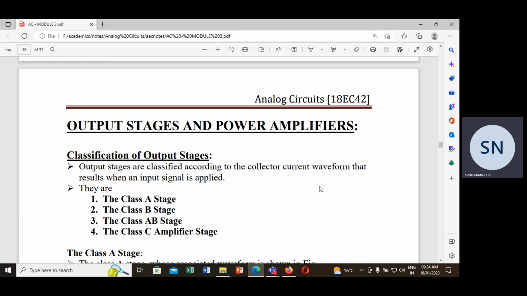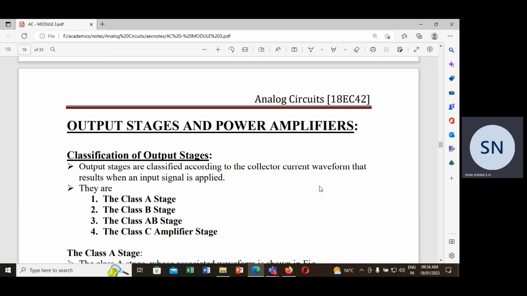What is a power amplifier? What is power? According to general knowledge, the expression for power is P equals VI. Till now, in the second module and all, we were dealing with only 2 signals, right? Current and voltage. But now we are going to learn the next stage, which is the power amplifier.